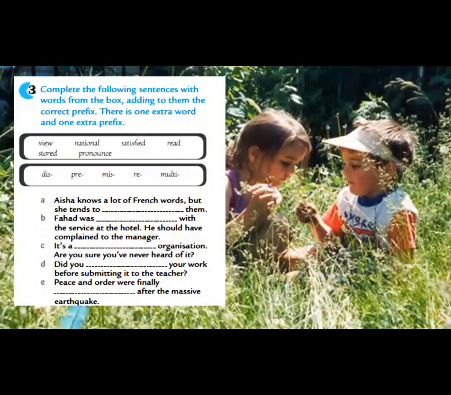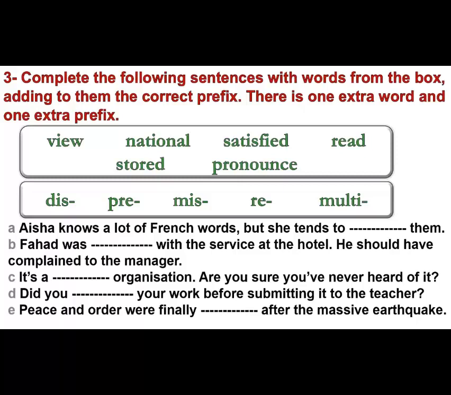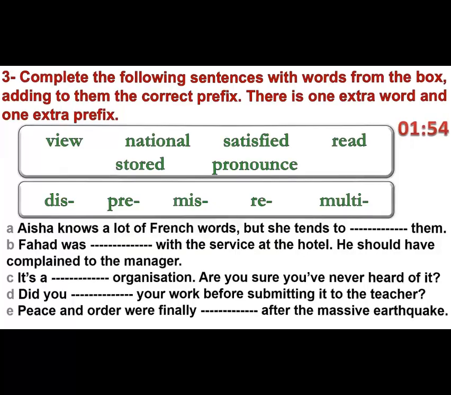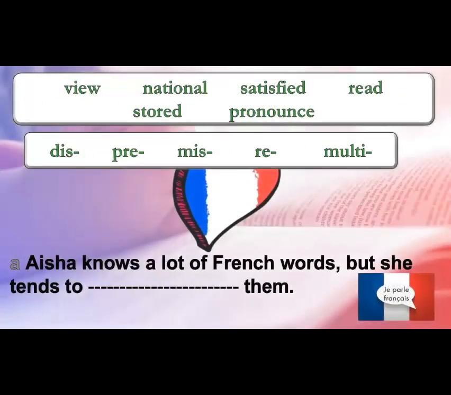Exercise number 3. Complete the following sentences with words from the box, adding to them the correct prefix. There is 1 extra word and 1 extra prefix. Let's answer now. Aisha knows a lot of French words, but she tends to mispronounce them.